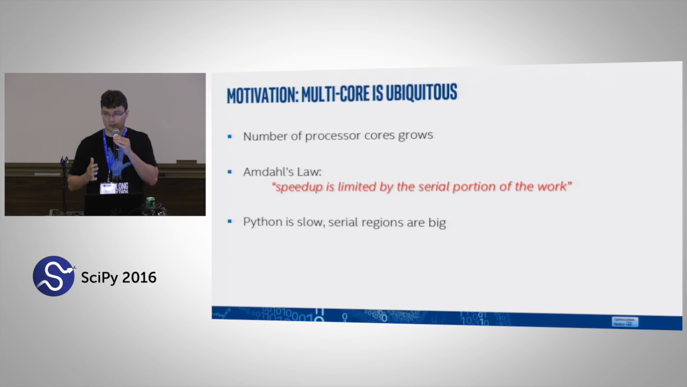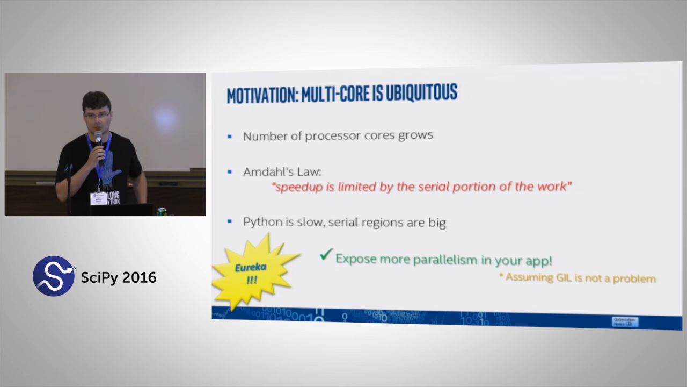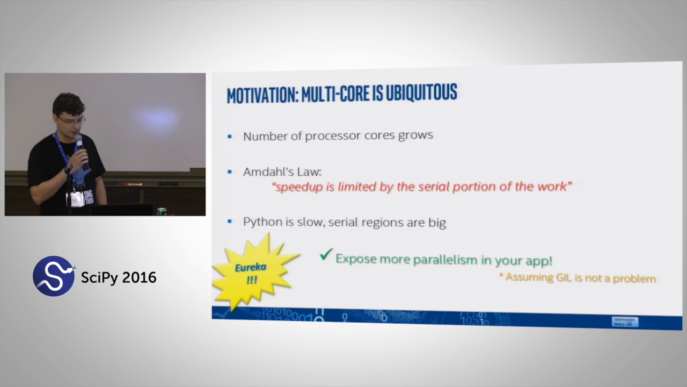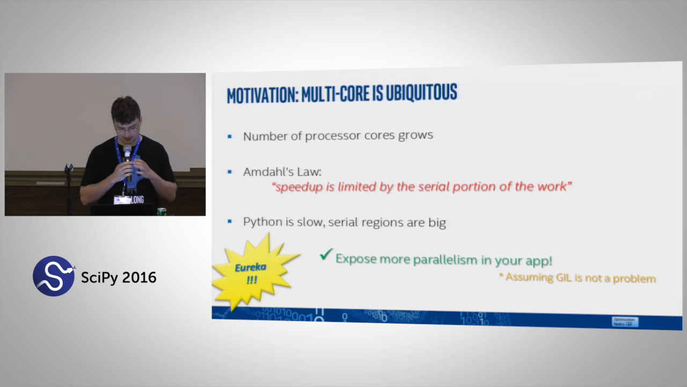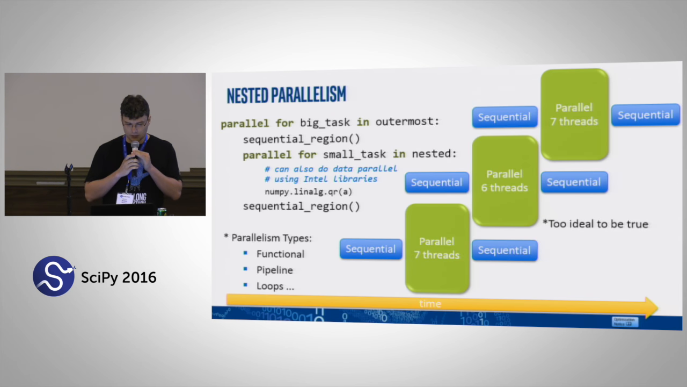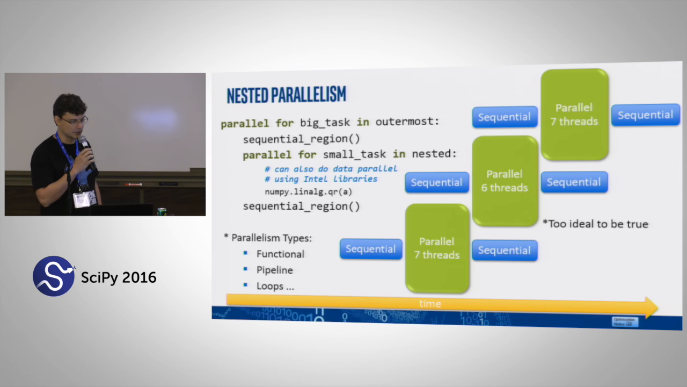So what can we do about that? Let's expose more parallelism in your applications. Well, assuming the global lock is not an issue for compute-bound applications. And how can we achieve that? Well, one way is to introduce nested parallelism into your program.